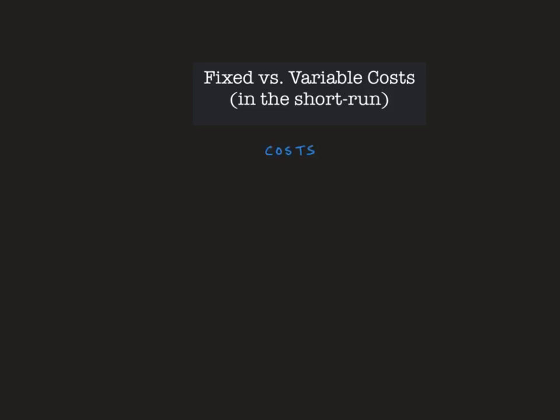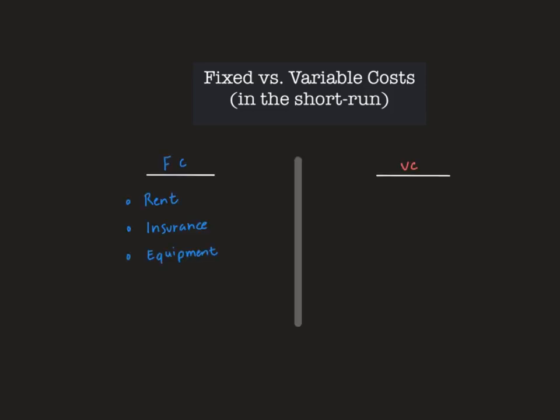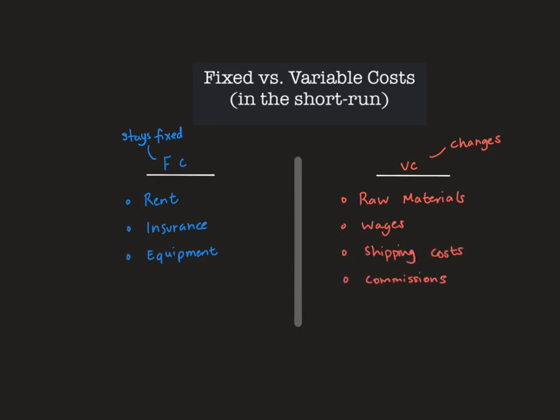Costs are classified as business expenses which need to be paid for in order to produce output or to produce goods. The difference between a fixed cost and a variable cost is that a fixed cost represents rent, insurance, or equipment, which stays fixed over a period of time, normally a year. And a variable cost normally increases if we assume that the business faces increasing demand for its products. Variable costs are represented by raw materials, wages, maybe shipping costs, commissions, where they increase over a period of time.